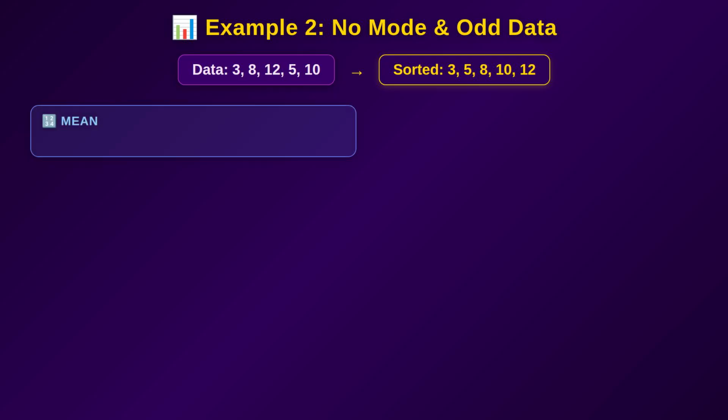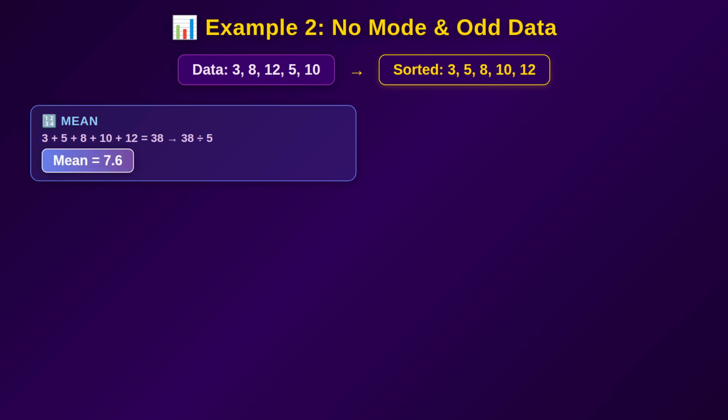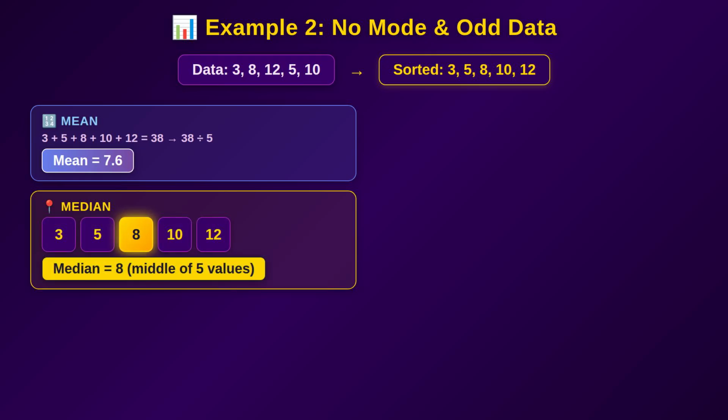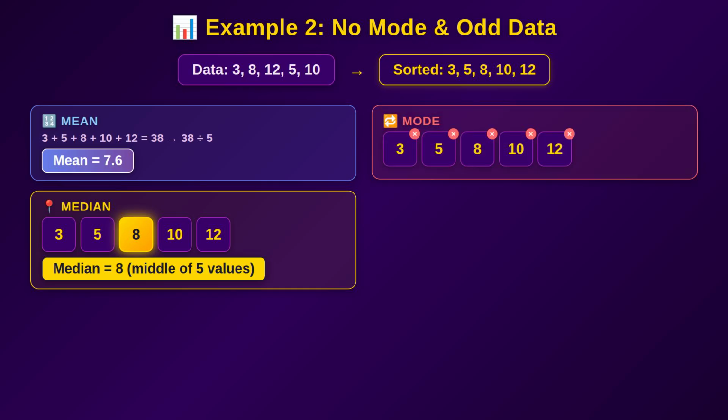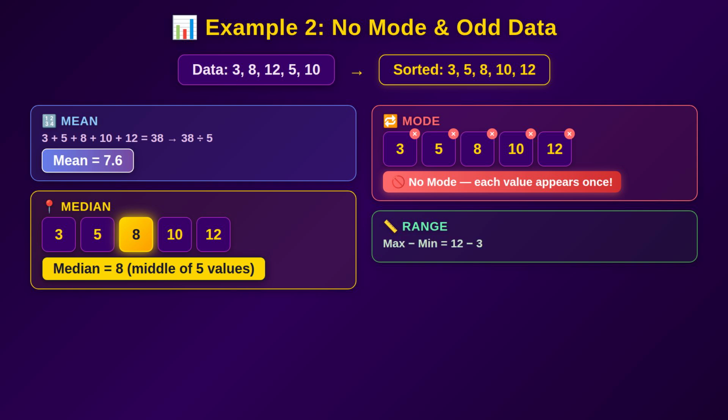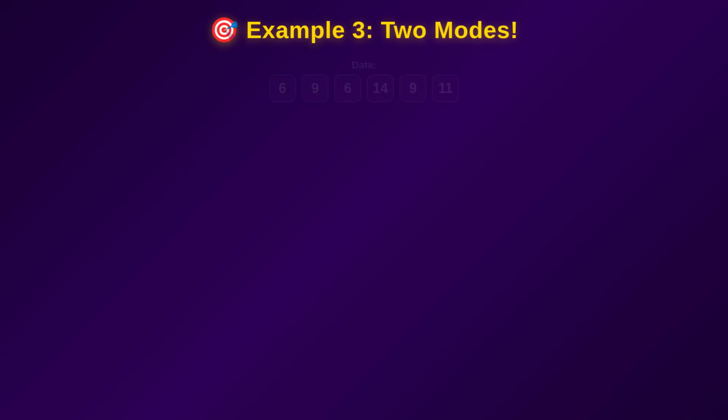Here's a fun twist. What if there's no mode? Check out this set of numbers: 3, 8, 12, 5, and 10. Sorted: 3, 5, 8, 10, 12. For the mean, 3 plus 5 is 8, plus 8 is 16, plus 10 is 26, plus 12 is 38. Divide 38 by 5, that's 7.6. Median, 5 values, so the middle is the third number. That's 8. Mode, every number appears exactly once. There is no mode. That's totally valid. Range, 12 minus 3 equals 9. See, sometimes the answer is no mode, and that's perfectly correct.